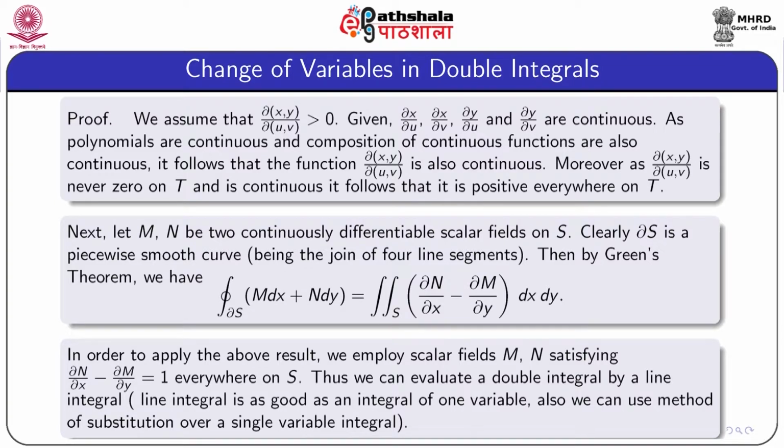In order to apply the above result, we employ scalar fields M and N satisfying ∂N/∂x minus ∂M/∂y equal to 1 everywhere on S. Thus, we can evaluate a double integral by a line integral. The reason is that we know a line integral is as good as an integral of one variable. Moreover, we can use the method of substitution over a single variable integral.